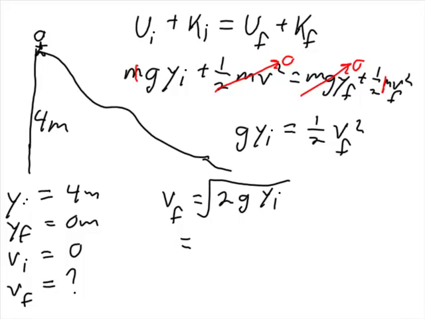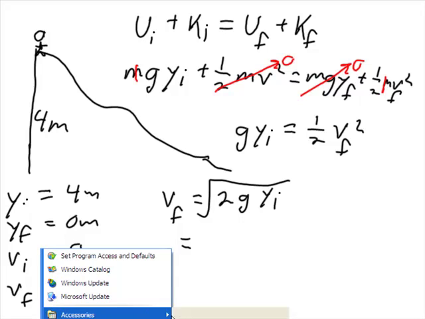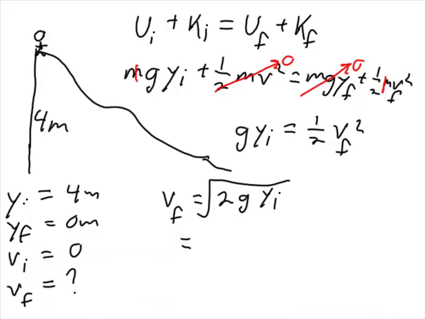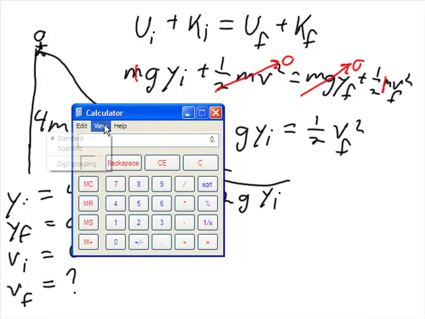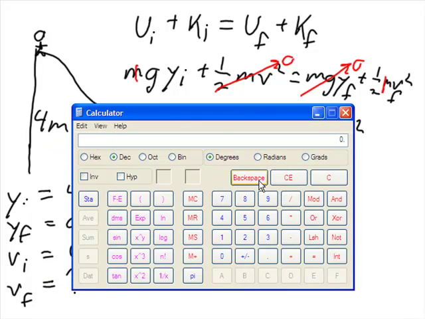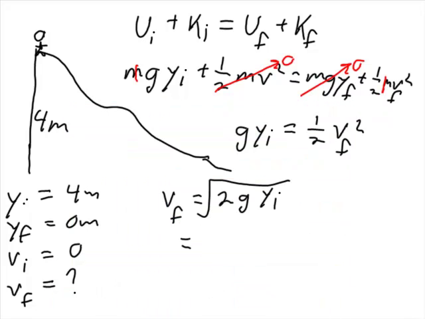So that will be the square root of 2 times g, which is 9.8, times y initial, which is 4 meters. And I take the square root, and I'm going to get 8.85 meters per second. Show that here.